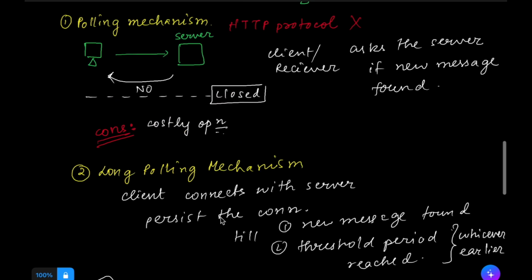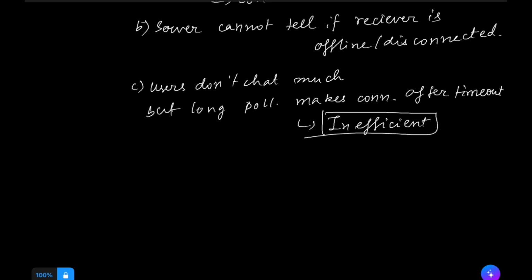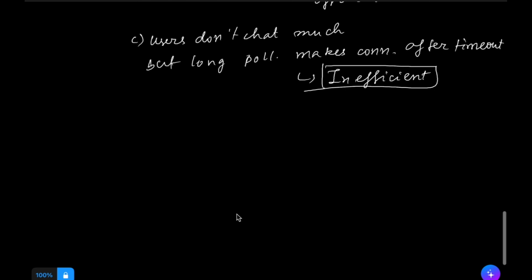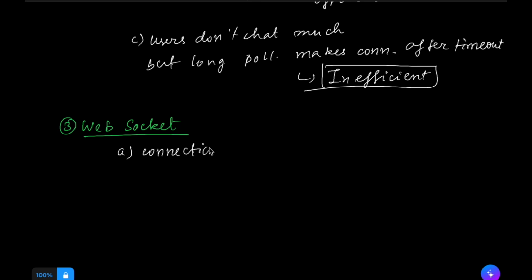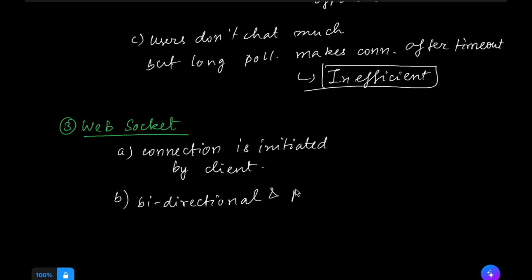So as a workaround for these two, polling and long polling mechanism, what we actually use is the WebSocket protocol. So this is the third, the WebSocket protocol. WebSocket is a connection which is initiated by the client, and it is bidirectional and persistent. Once the connection has been established between the client and the server, both can communicate with each other, and the connection is persistent.